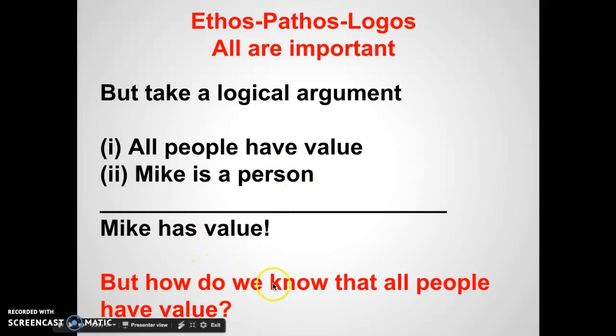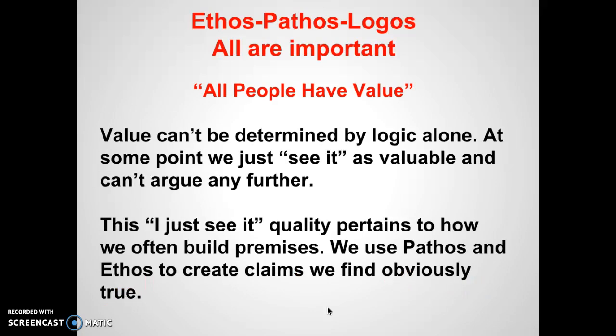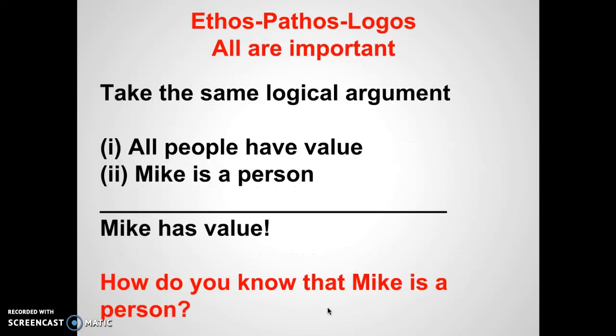Let's look at premise number 1. How do we know that all people have value? Well, value can't be determined by logic alone. At some point, we just see it as valuable, and we can't argue any further. And this "I just see it" quality pertains to how we often build premises. Premises are the steps within our arguments. We use pathos and ethos to create claims we find obviously true, and then from those, we build our argument using logos.